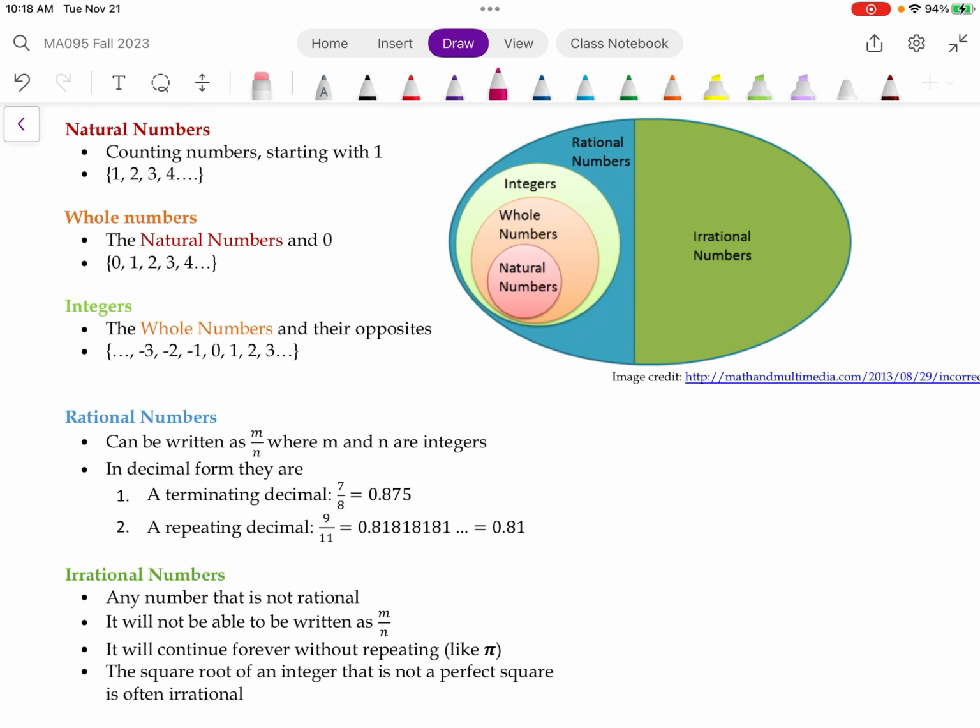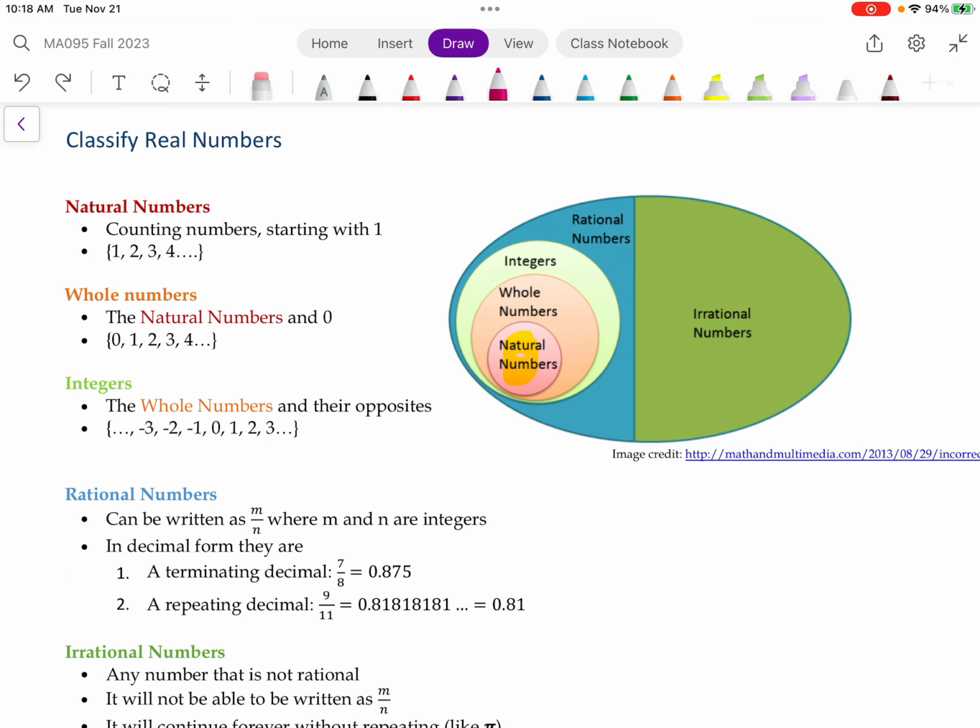All right, so hopefully you had a moment to write these down. Natural, whole, and integers belong to those sets. As you can see, the natural numbers are inside the whole numbers, which is inside the integers, which is inside the rational numbers, which means if something is a natural number, then it's also a whole number, also an integer, also a rational number. Okay, and these all belong to the set of real numbers. The other kind is imaginary, which we're not going to be talking about in here.